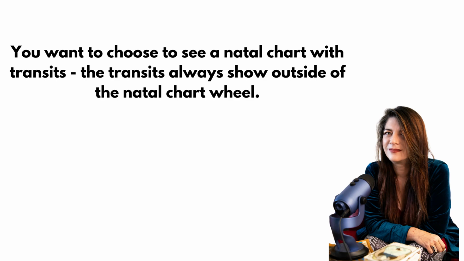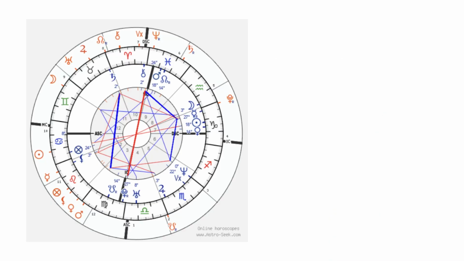Remember when I had you look on the outside of the wheel for the signs? So the transits are outside of those. Here's a couple of examples. This is a wheel from AstroSeek. So you can see on the outside above those signs, you can see where the transits were.